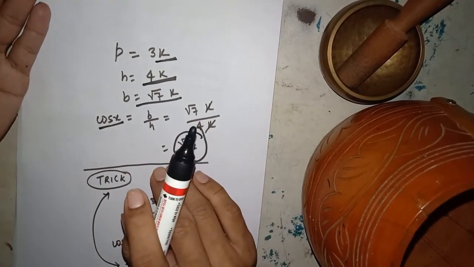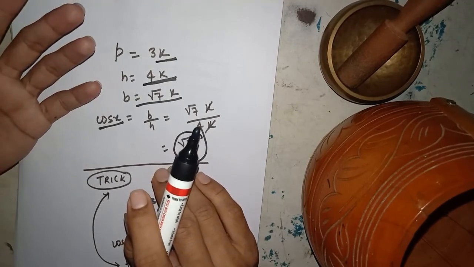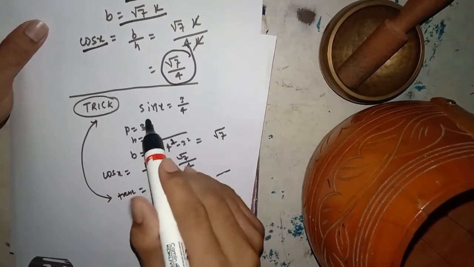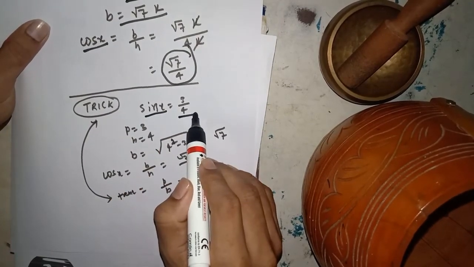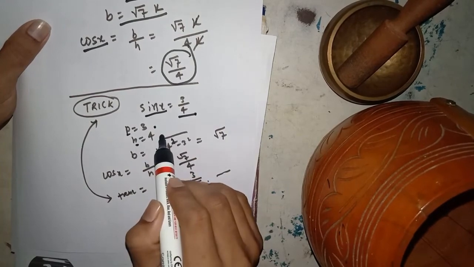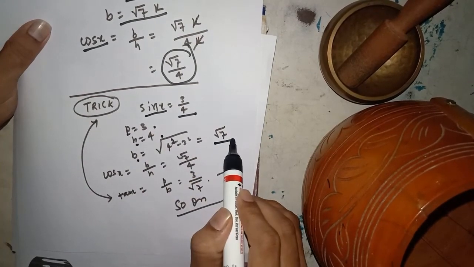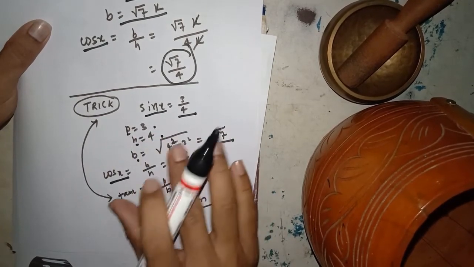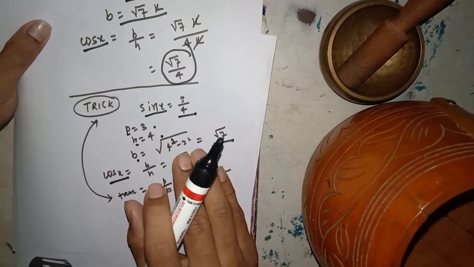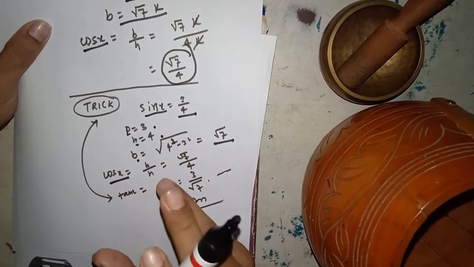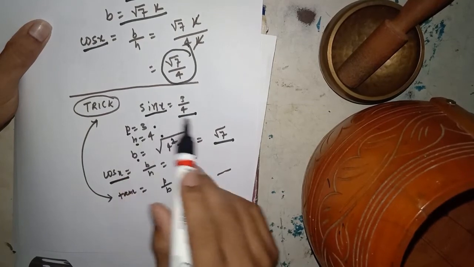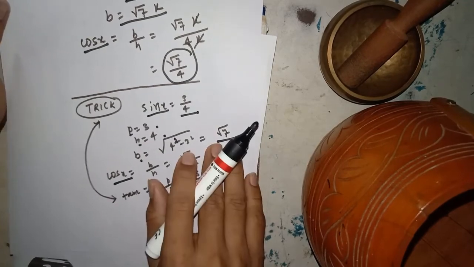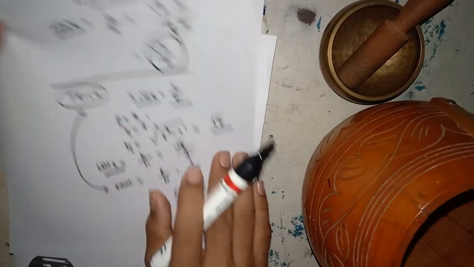But you can solve it by a trick method in less time. How can you solve it? Here the question is sin x equal to 3 by 4. You can take P equal to 3 and H equal to 4. You can find out B becomes root 7 and you can solve cos x equal to B by H, root 7 by 4. But remember this method is wrong. But in objective questions, or if you want to reduce your solving time, then you can take this process for getting your answer. Have you got my point?